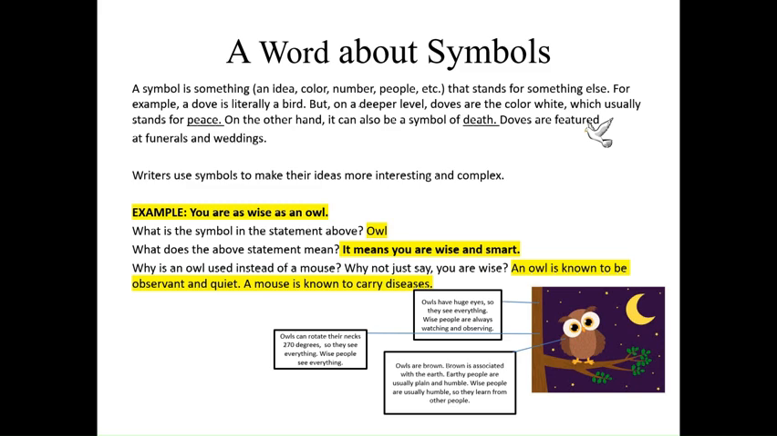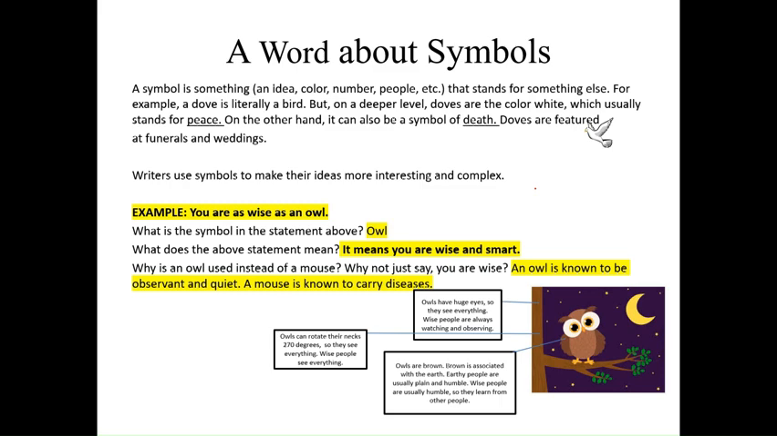So, for example, a dove is literally a bird, okay, a white bird. But on a deeper level, doves are the color white, which usually stands for peace. And on the other hand, it can be a symbol of death because doves are featured at funerals and weddings, okay? Now, writers use symbols and other literary language to make their ideas more interesting and complex.